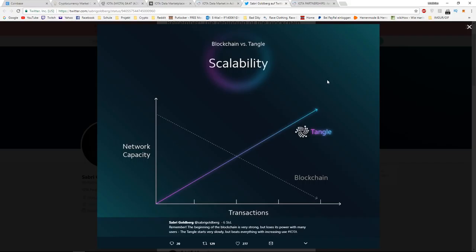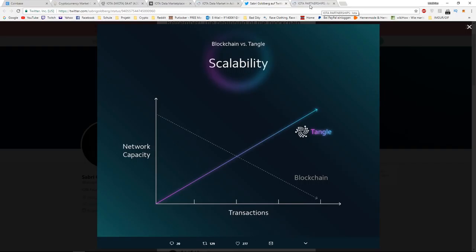Because, I mean, I'm not gonna explain this in detail because I already did it in another video. But basically, when you're doing a transaction on the Tangle, so with IOTA, you're confirming two previous unconfirmed transactions, which makes, theoretically, IOTA scale infinitely, which is a big thing if you want cryptocurrencies to be in the real world and available to everybody, used by everybody.